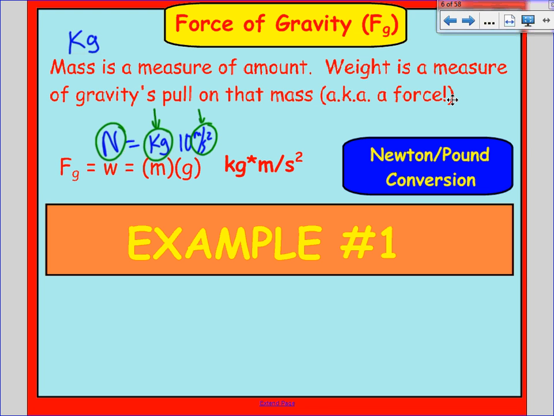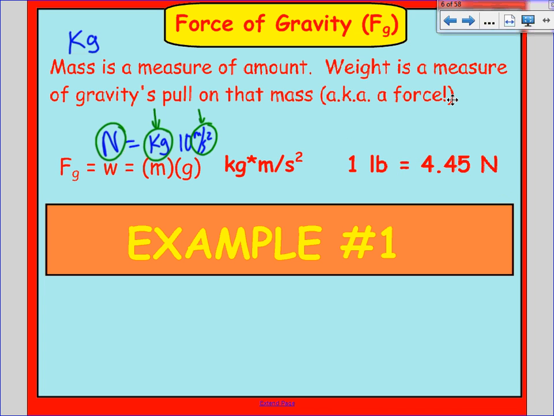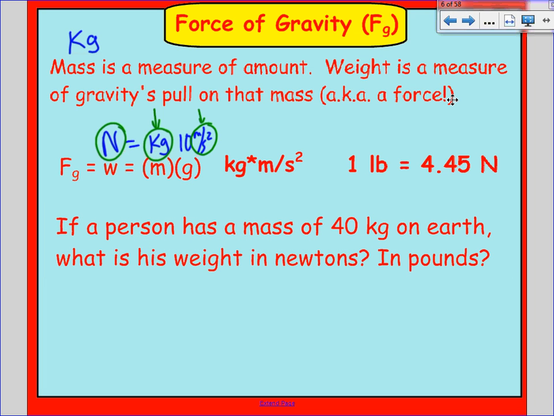Now in America, we don't usually measure ourselves in the bathroom scale using newtons, we use pounds. So it is useful to know what that conversion is. 1 pound is equal to 4.45 newtons. So remember that you'll always have more newtons than you have pounds. So let's look at a couple examples. If a person has a mass of 40 kilograms on Earth, what is his weight in newtons and what is his weight in pounds? His weight in newtons is very simple.